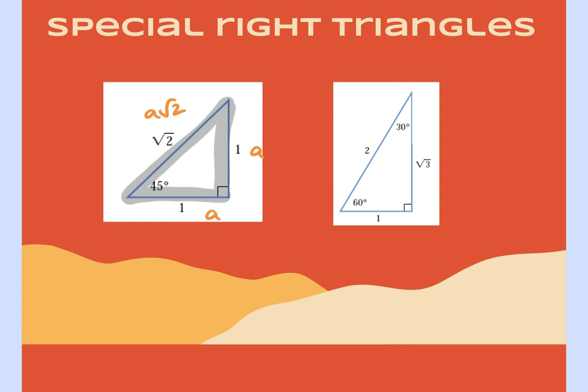But with these, we are saying what happens when A is 1. So instead of it being A and then A root 2, we make that 1, 1, and 1 times root 2 or root 2. So this is what would happen if my radius was 1.